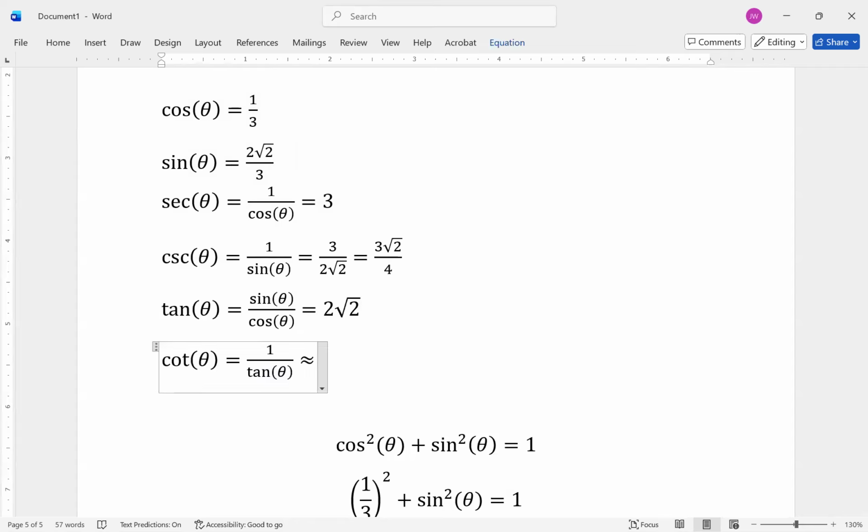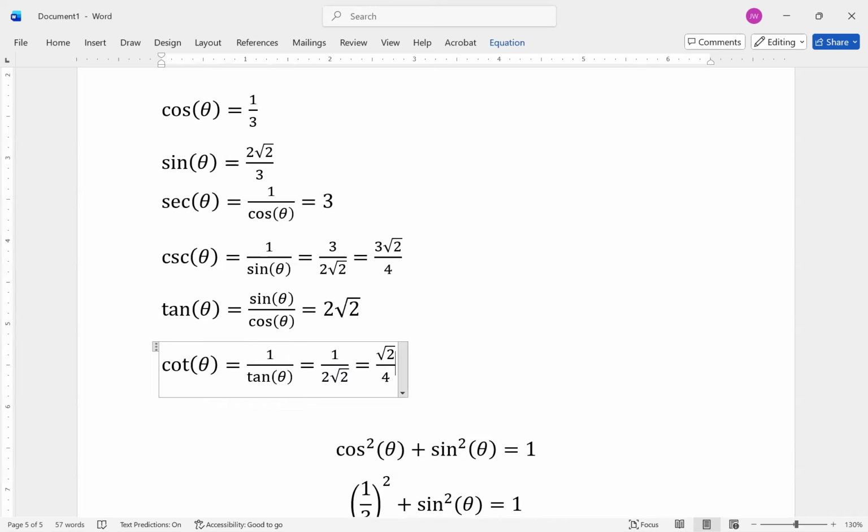And then the cotangent is going to be the reciprocal of that, which, again, if we want an exact answer, 1 over 2 root 2. And then rationalize the denominator, you'd get square root of 2 divided by 4. So these are all exact values for cosine, sine, secant, cosecant, tangent, and cotangent of my angle theta. Okay. You could have also given the approximate values too by just plugging these into your calculator.